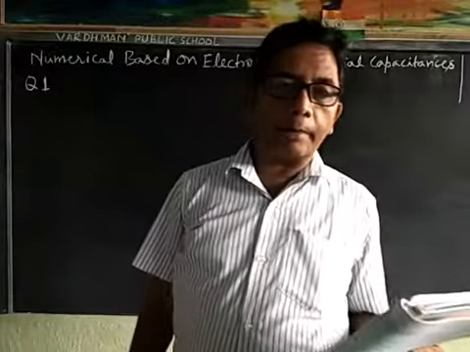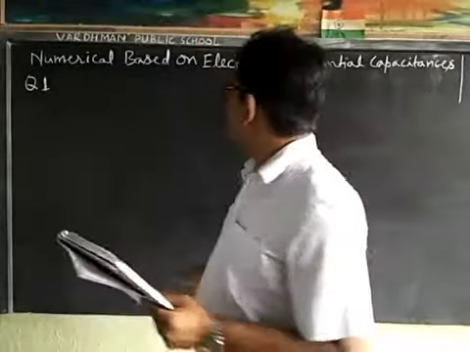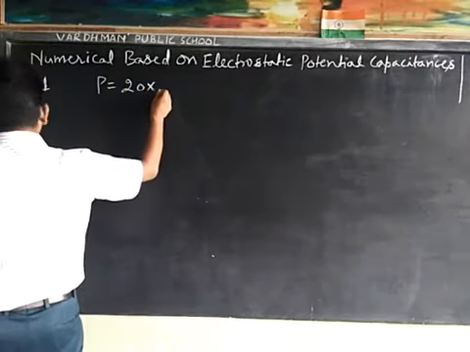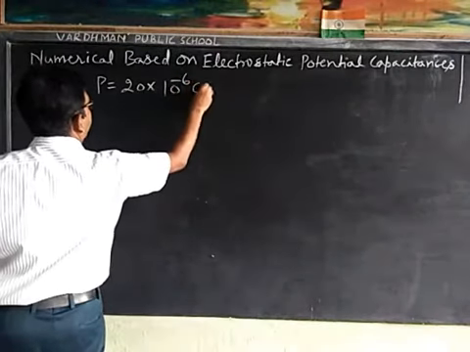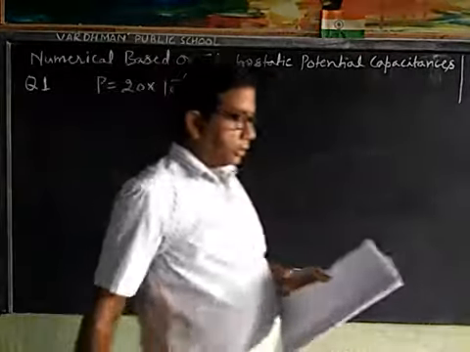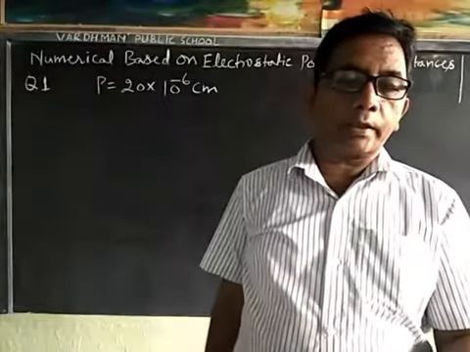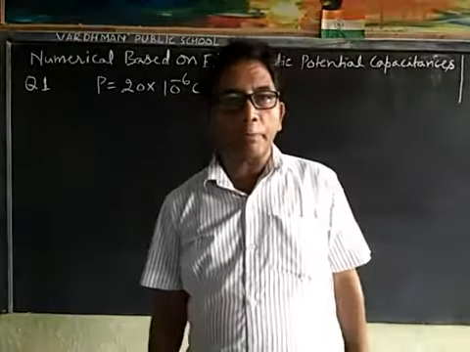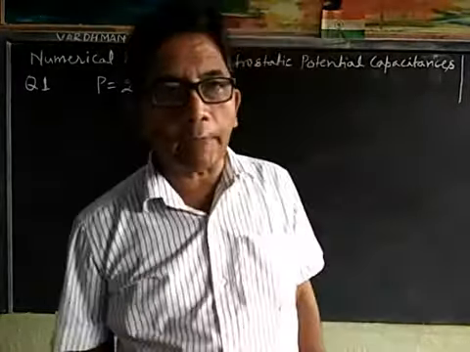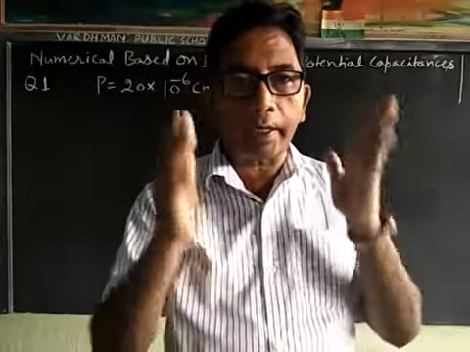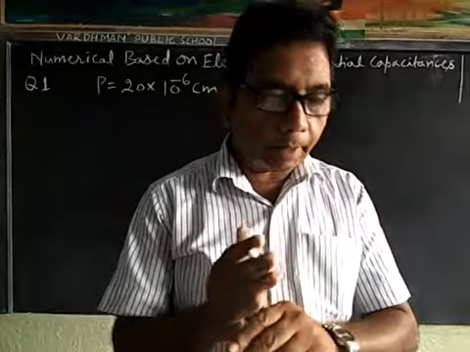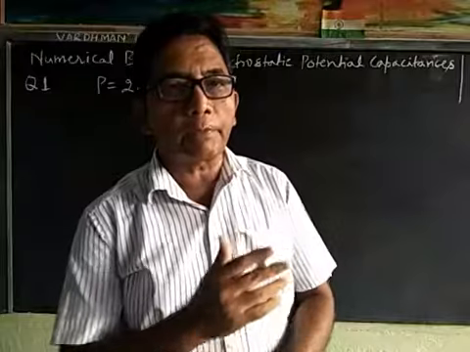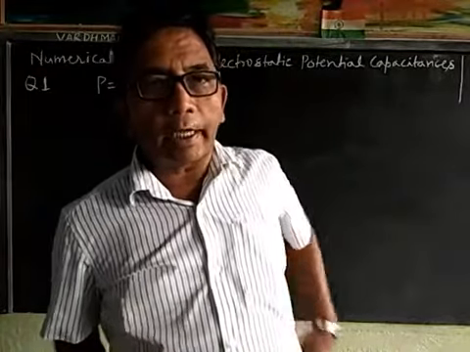Electric dipole of dipole moment P is given, 20 into 10 power minus 6 coulomb meter. Now you have to calculate the net flux coming out of the surface. Can you tell me what is an electric dipole? A pair of equal and opposite charges separated by a small distance is called a dipole.